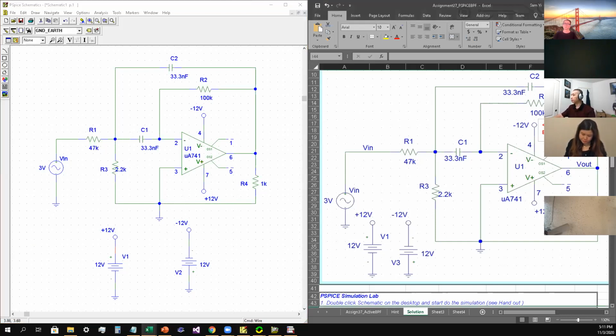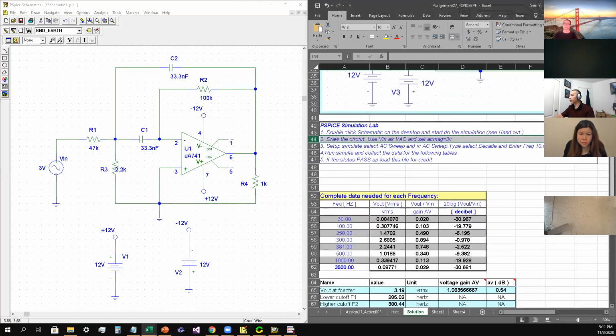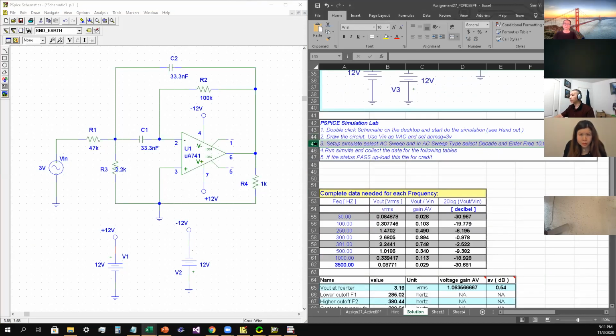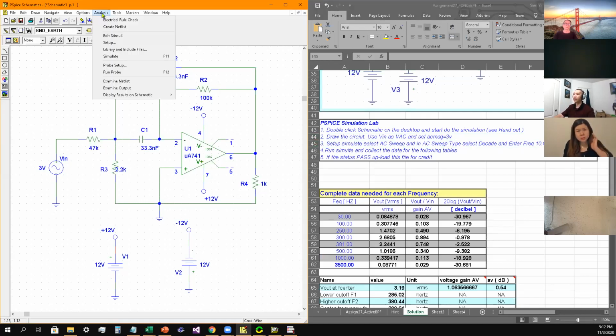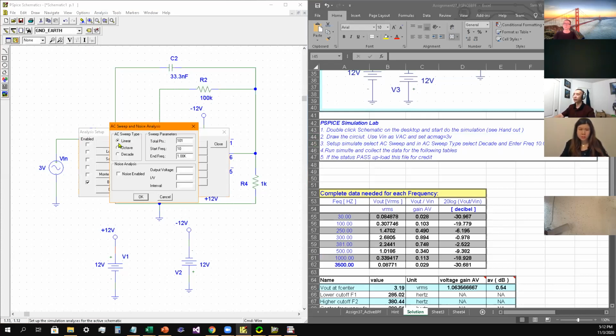we go through the next part of this to do a setup. Looks like right here, step 3, setup. So we go to analysis, setup, click on the AC sweep button, which is right here. Click on that. Next thing, the type, he wanted decade, so choose decade. And then the end frequency is 10 kilohertz. So right here, 10 kilohertz.